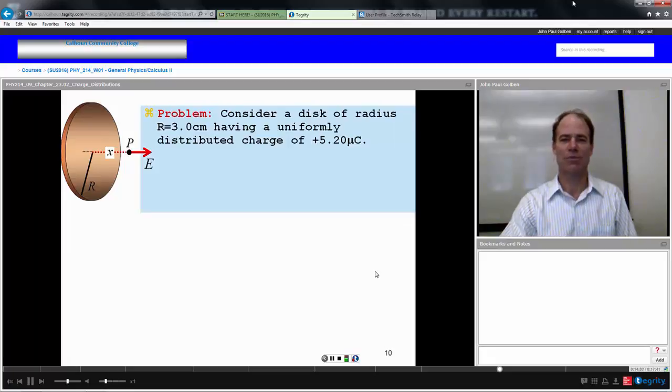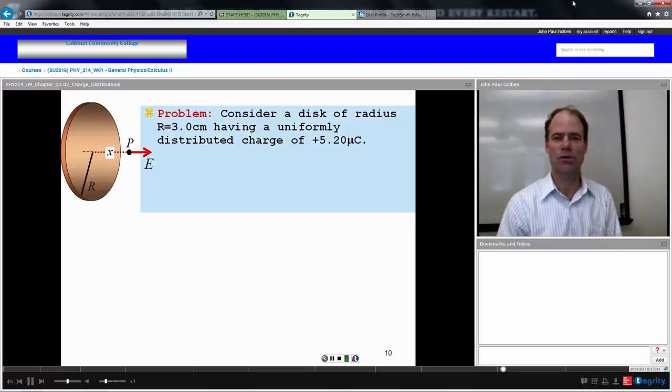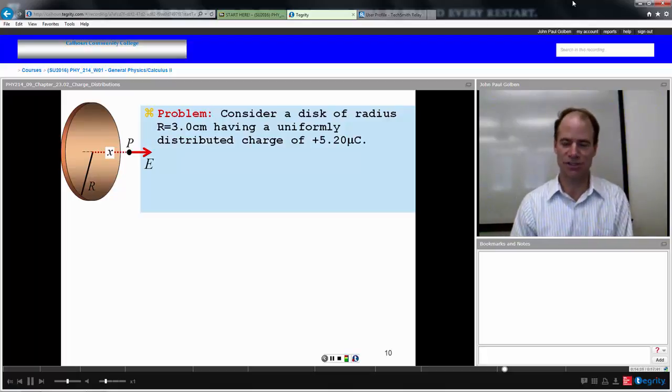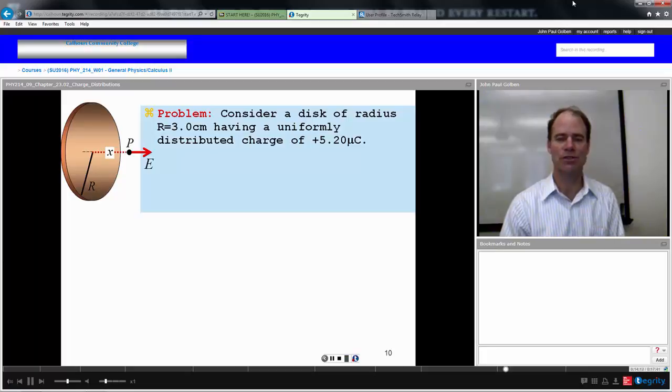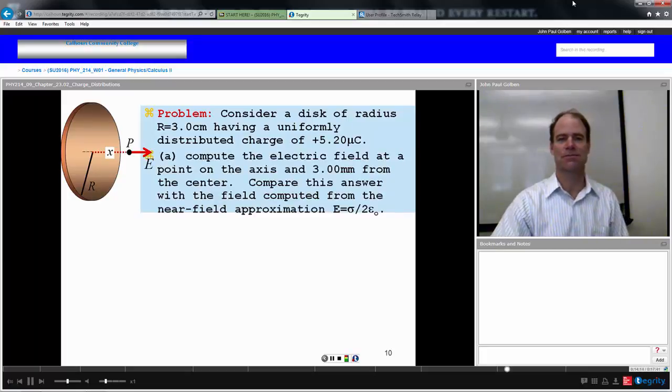Let's try out a problem with this disk. Consider a disk of radius 3 centimeters having a uniformly distributed charge of 5.2 microcoulombs. Compute the electric field at a point on the axis 3 millimeters from the center. Compare this answer with the field computed from the near field approximation that we just got, which is sigma over 2 epsilon naught.